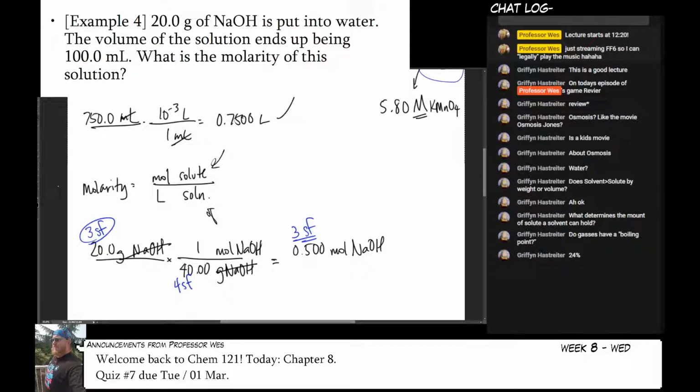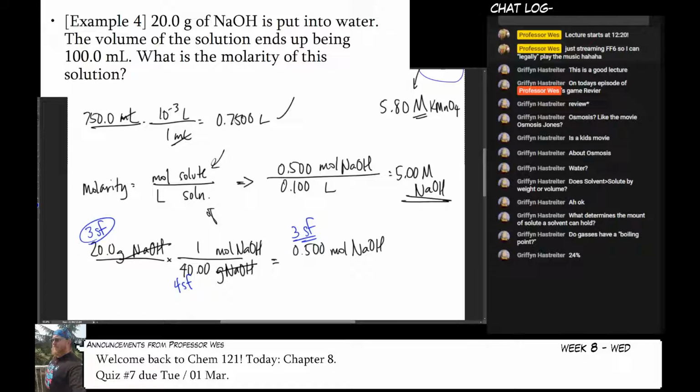And then what volume do I have here? 100 milliliters. So you can do the calculation to get that to be 0.1 liter. But now we'll just plug all this in. So 0.5 moles of sodium hydroxide over 100 milliliters, which is that. And there's your molarity. All right, and we're all set.